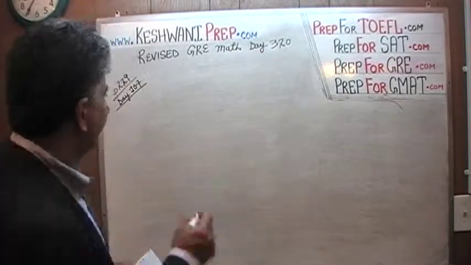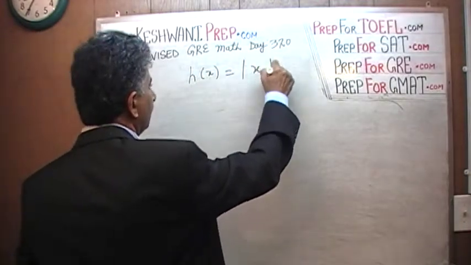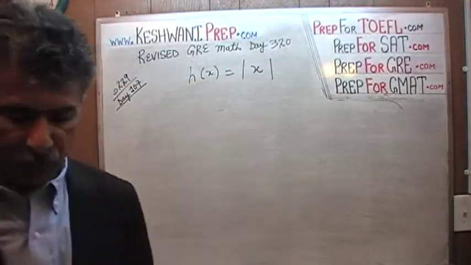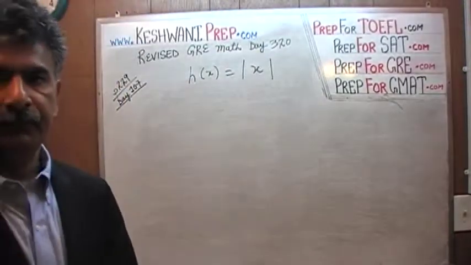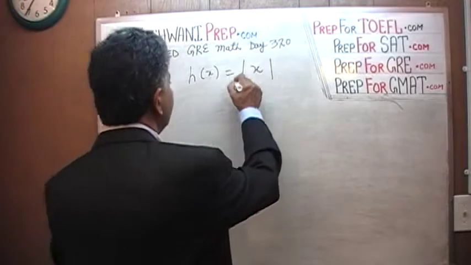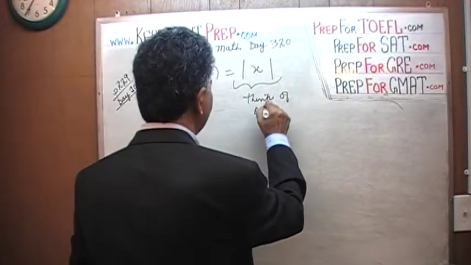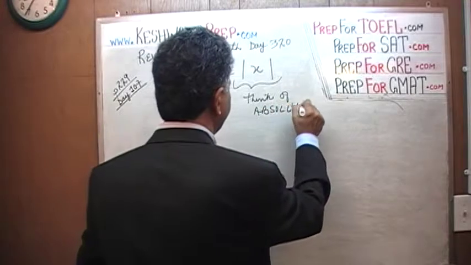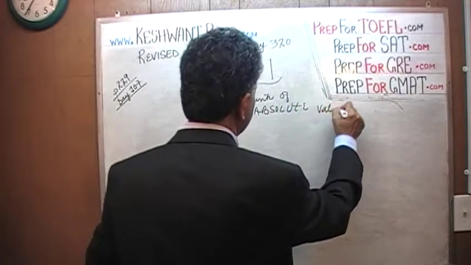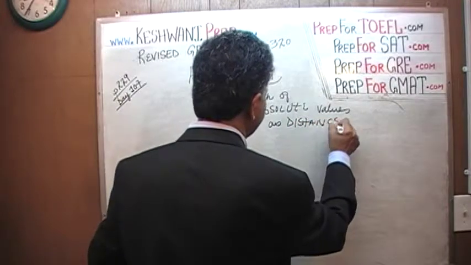We are told that h of x equals absolute value of x. What does absolute value of a number mean? Think of absolute value as distances.